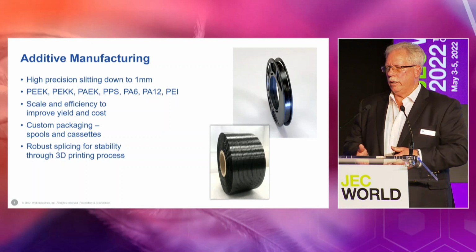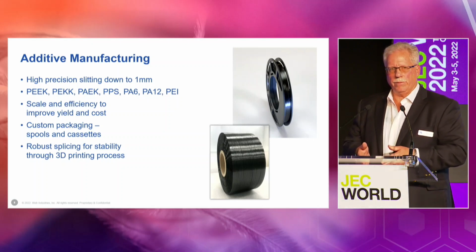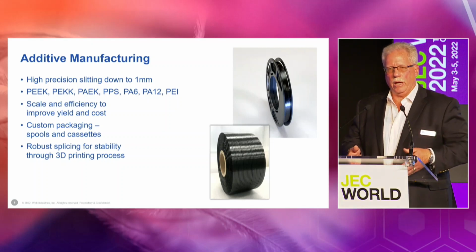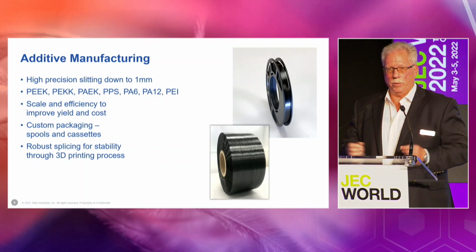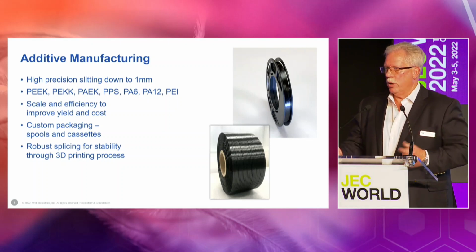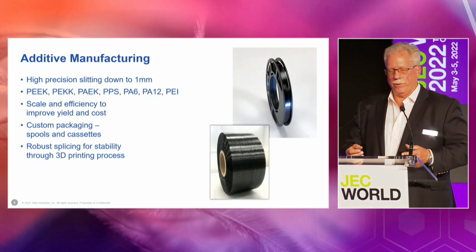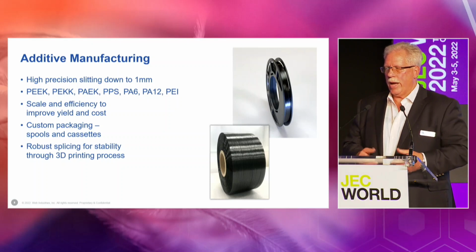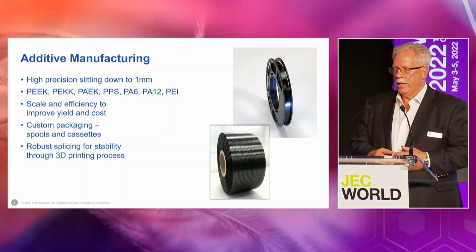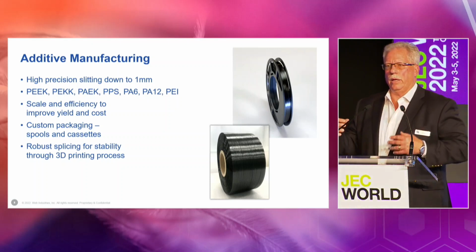And we're working with those companies in the short term for trial work, but then we can show scale. So we can actually slit a lot of 1 millimeter at one time and create multiple packages for the end user. So we have the custom packaging, the spools, cassettes, and we're able to deliver.